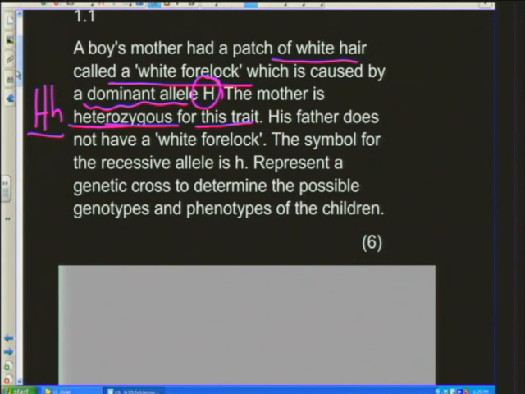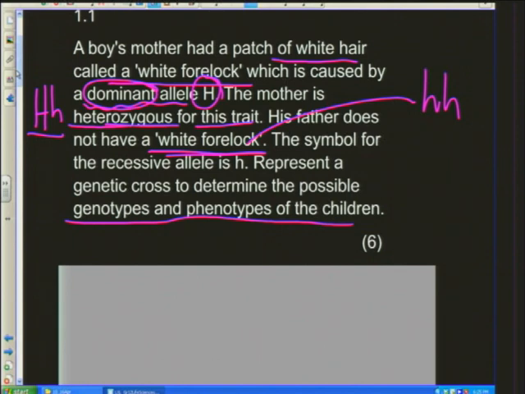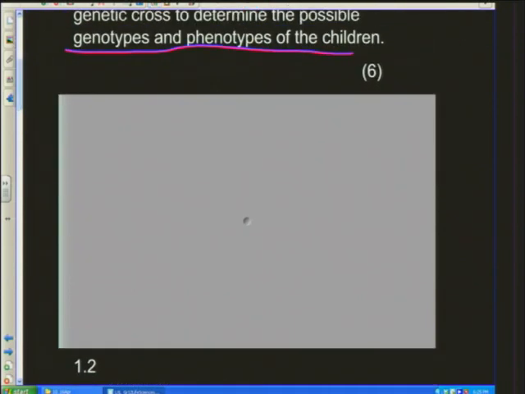His father does not have white forelock. White forelock was caused again by a dominant allele. So if his father does not have white forelock, that means his father has to be homozygous recessive. Notice the homework we're doing before we start answering this question. Represent a genetic cross to determine the possible genotypes and phenotypes of the children. So without this, you can't start the question. So you had to do that homework. That's why I'm showing you how to do that.